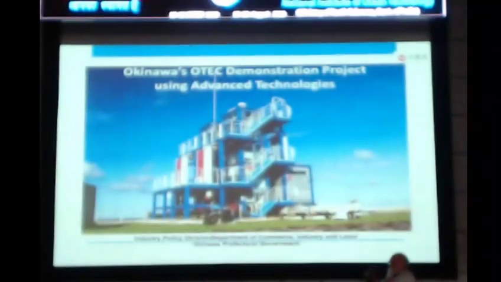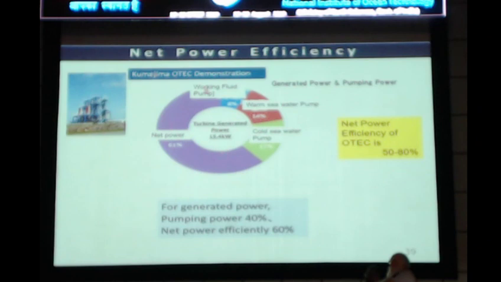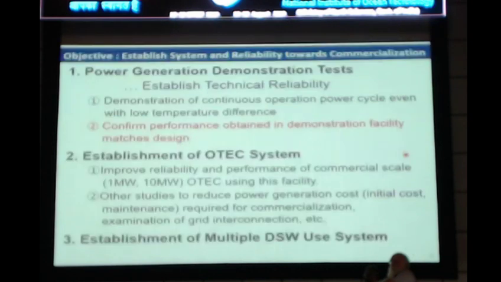So all the new technology is applied to the Kumejima OTEC power plant. Finally, in the Kumejima OTEC demonstration, the net power efficiency is about 60%, after subtracting the working fluid pump and seawater pump power. From this data, we can expect an OTEC net power efficiency of 50 to 80%. The objective of this demonstration plant is a power generation demonstration test, to establish an OTEC system for 1 megawatt to 10 megawatt OTEC using the facilities, and estimation of the margin of the deep sea using system.